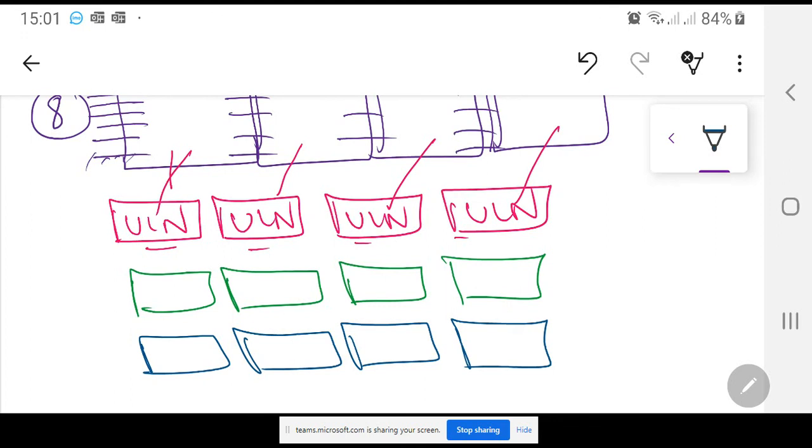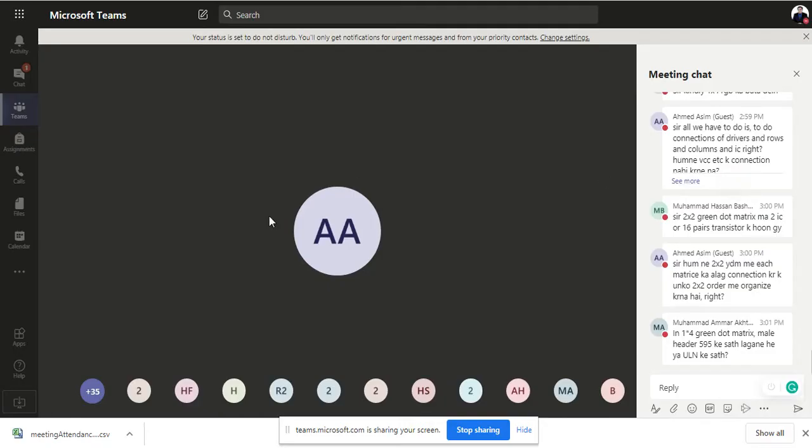This will be hectic, but it is doable, and you just have to arrange the nets and all that stuff. This will be connected with this green one, this will be connected with this one, this will be connected with this one, and similarly for these blue ones over there. Now some have asked this question over there.